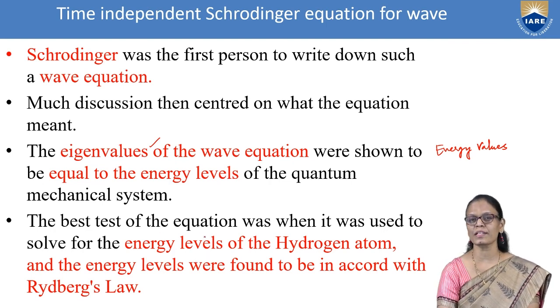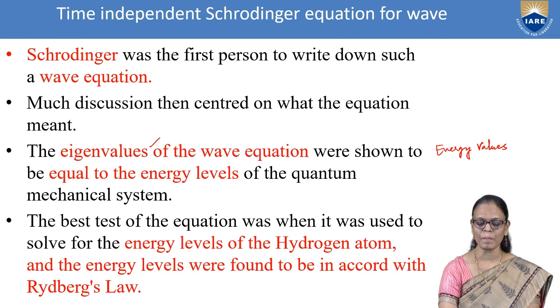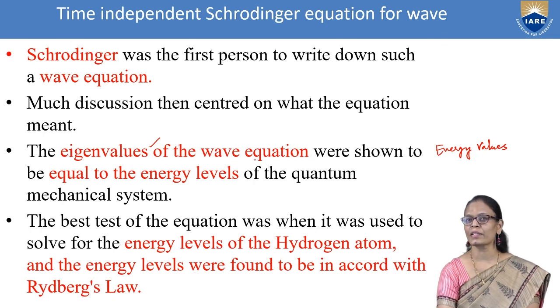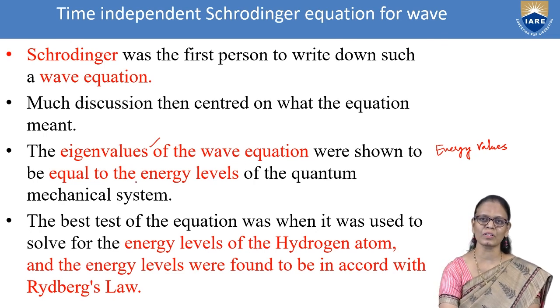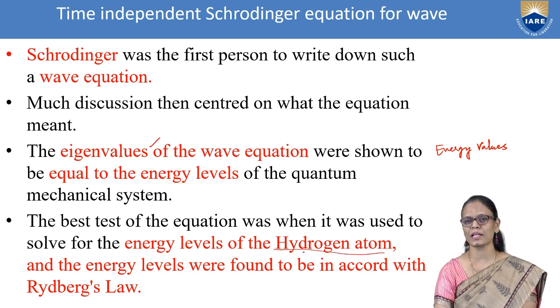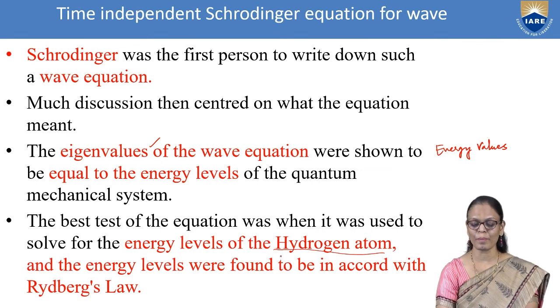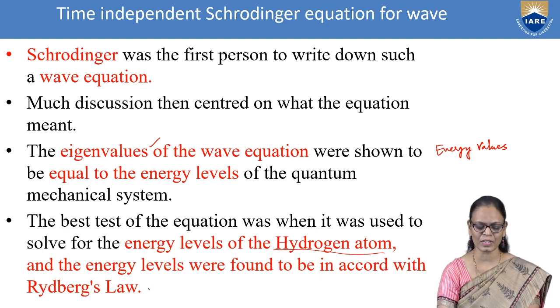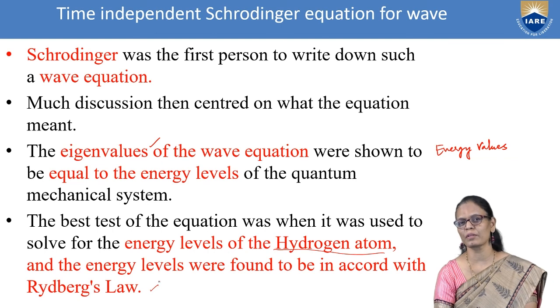Now the best test of the equation, because when he said that this is the equation and this helps us to understand about the energy levels and we can also get the energy levels, then he had to prove it. So what he did was he applied it to the energy levels of hydrogen atom, the simplest atom. Okay, so he tried to apply it for the hydrogen atom. And the energy levels were found to be in accordance with the Rydberg's law.